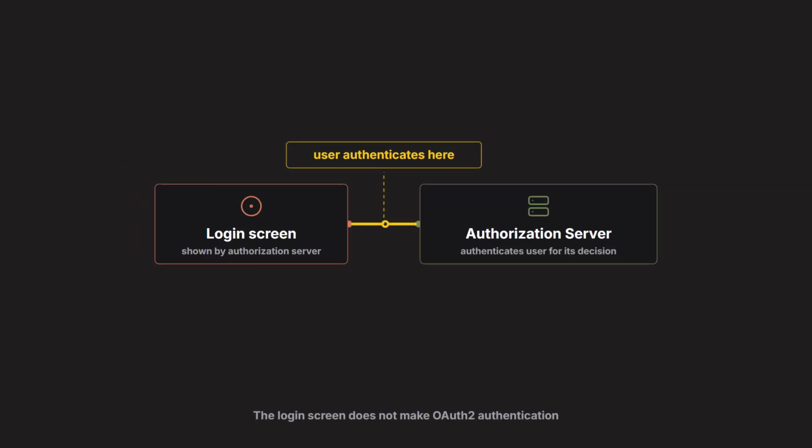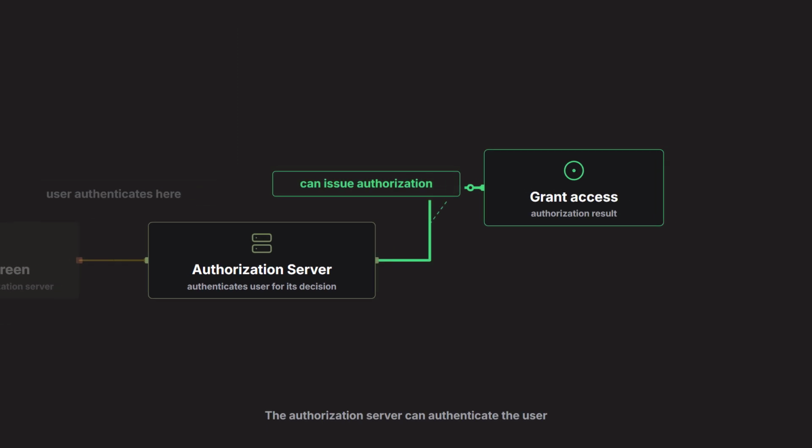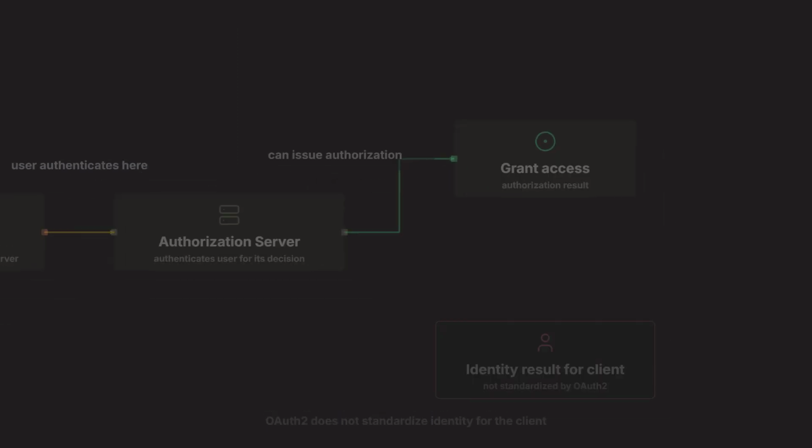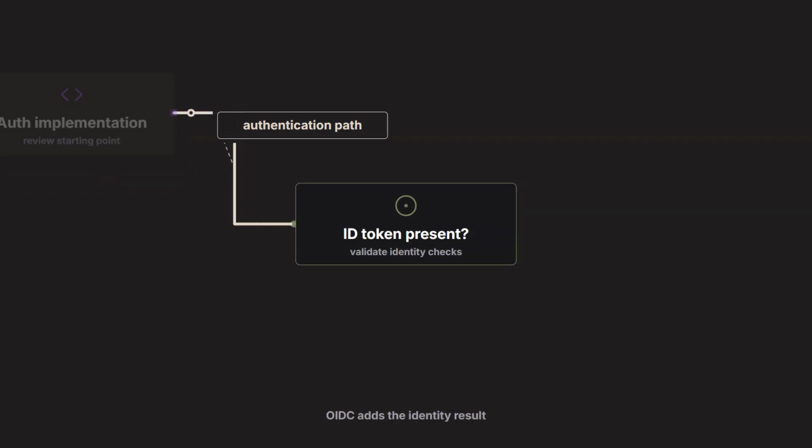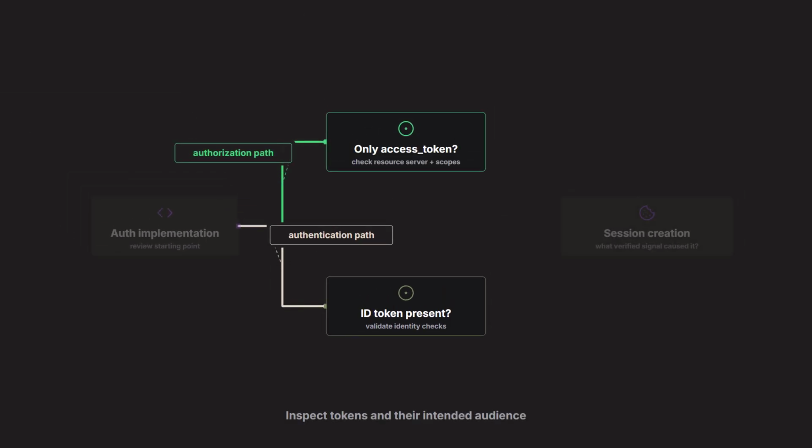The surprising part is that the login screen is not what makes OAuth2 authentication. The authorization server can authenticate the user as part of deciding whether to grant access. But OAuth2 itself does not standardize an identity result for your client. OIDC adds that result.